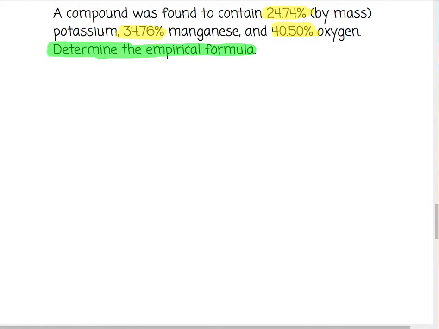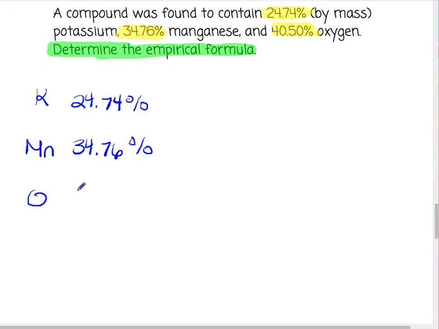Let's write in blue, and let's write down everything we know. We know that we have potassium, and potassium was 24.74%. We know we had manganese, which is Mn, and we had 34.76%. And then we had oxygen, and we had a lot of that. We had 40.50%, and I got that straight from my problem.